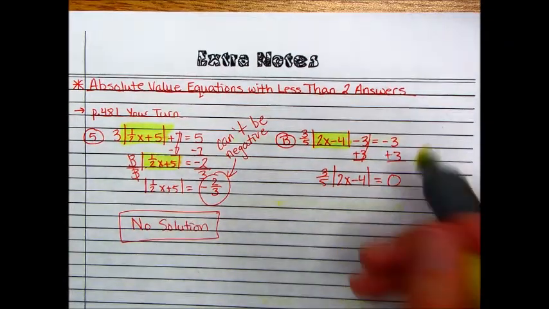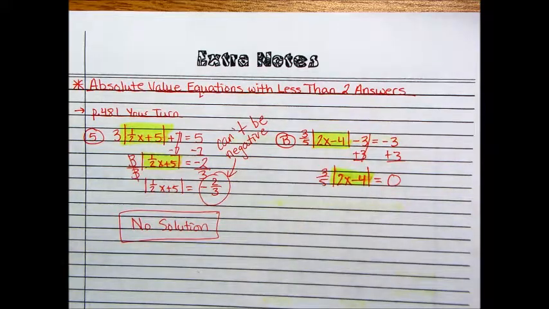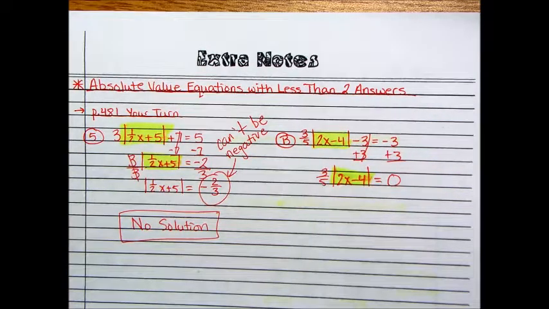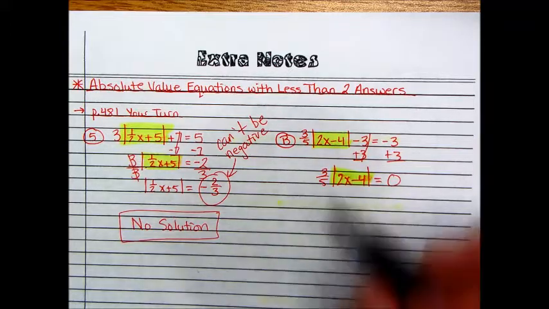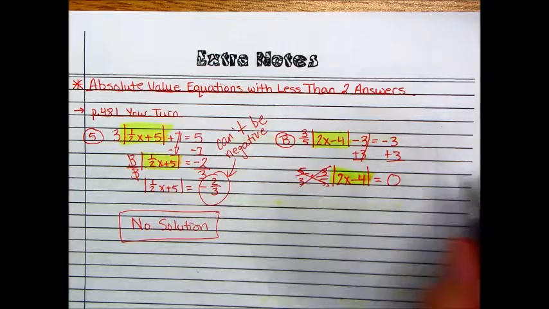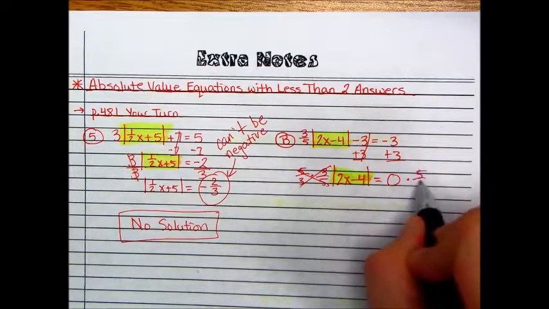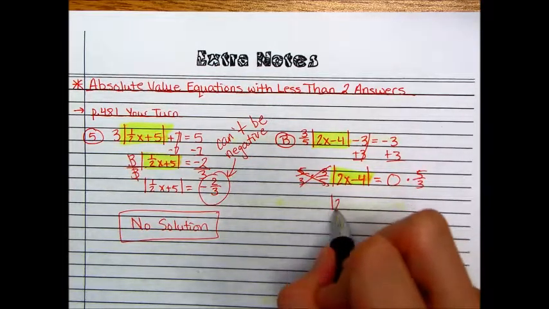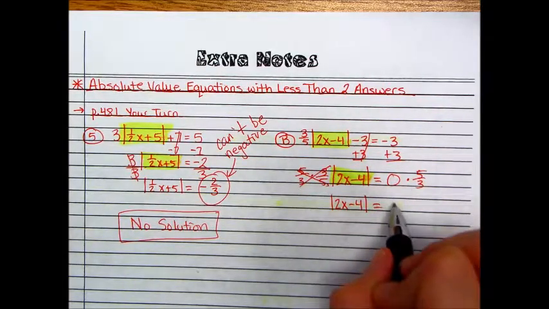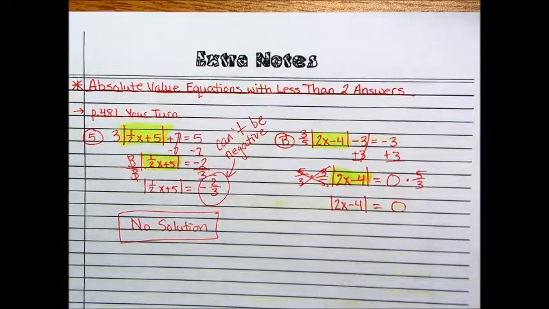Okay, still trying to isolate this absolute value part. So we would want to get rid of the 3/5. Hopefully your brain is saying reciprocal. You would multiply by 5/3, which means you got to do that on this side. So you're going to have the absolute value of 2x minus 4 equals, hey look, 0 times 5/3 is 0.